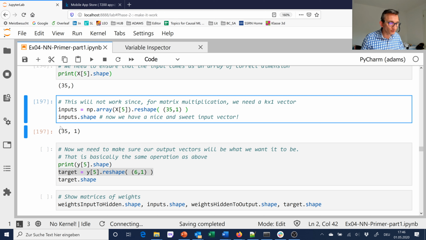Okay, so now we have our input. The variable is called input. Could have called that x.